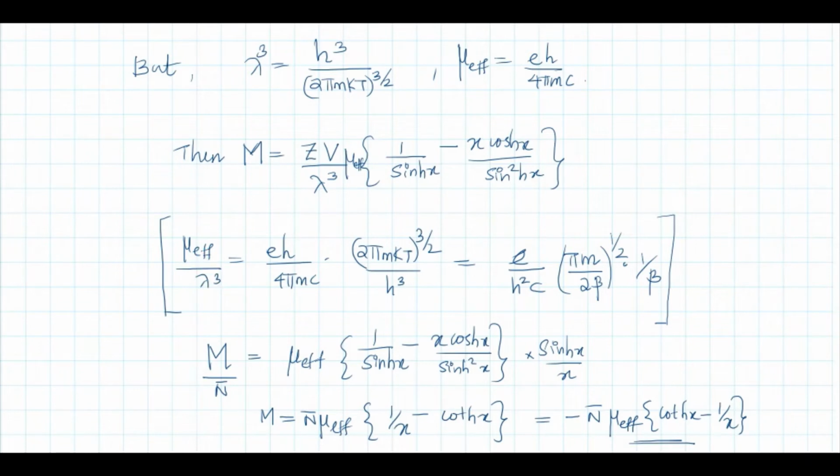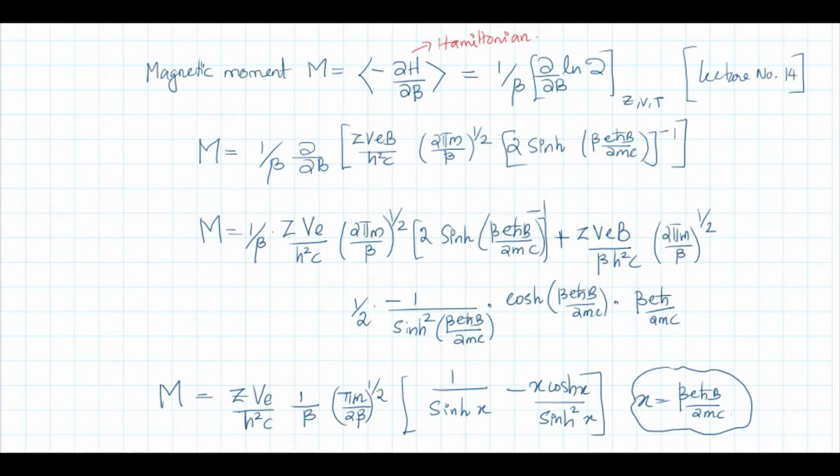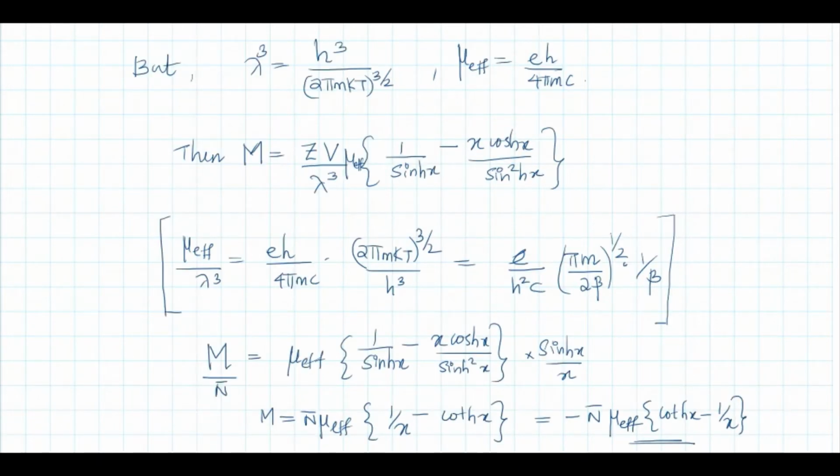What is mu effective and lambda cube? Lambda cube is the cube of the thermal de Broglie wavelength, which we already defined. Mu effective is actually eh by 4 pi mc, and it is nothing but a Bohr magneton. If you divide these two quantities, you can calculate that quantity, and that will be exactly the quantity which lies outside this bracket. So you can write M as ZV by lambda cube, mu effective into 1 by sinh x minus x cosh x by sinh square x. This is not sin square hx, it is sinh square x.